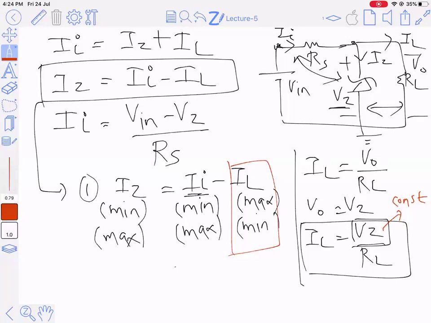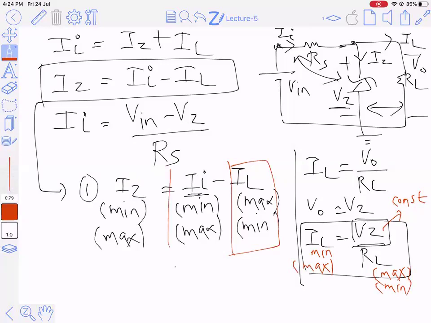When IL is minimum, RL also will be minimum? No, RL has to be max, as it is in the denominator. When IL is max, RL should be minimum. Is this clear?